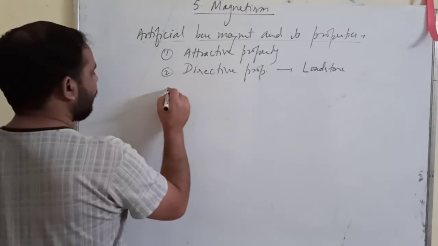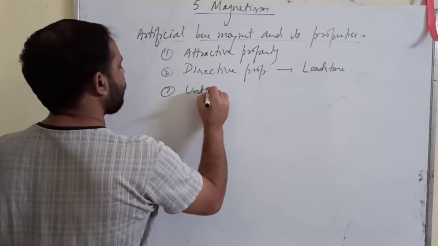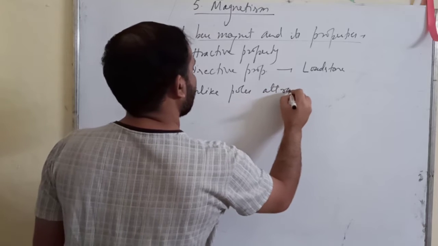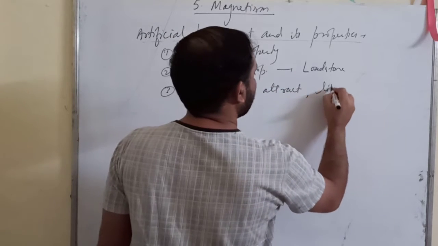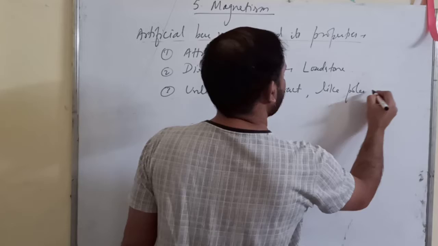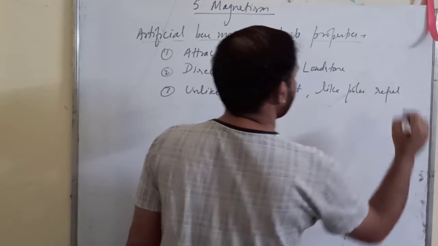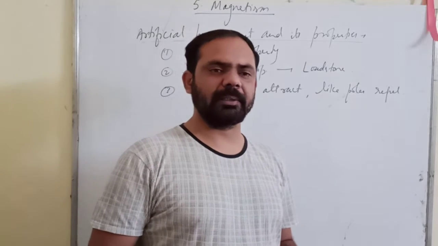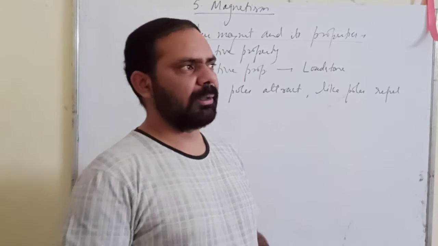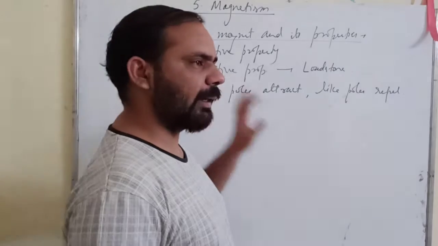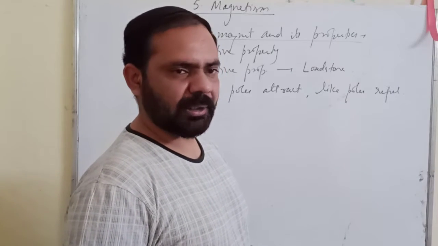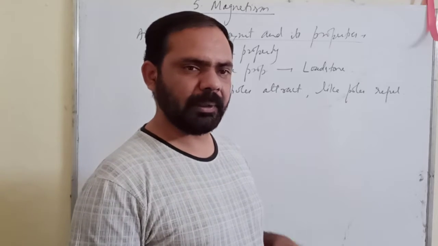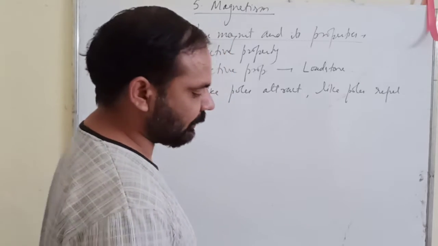Third is, unlike poles attract and like poles repel. A bar magnet has two different poles, one is the north pole and the other is the south pole. Unlike poles attract each other, north will attract south, but like poles will repel each other, north will repel north, south will repel south.